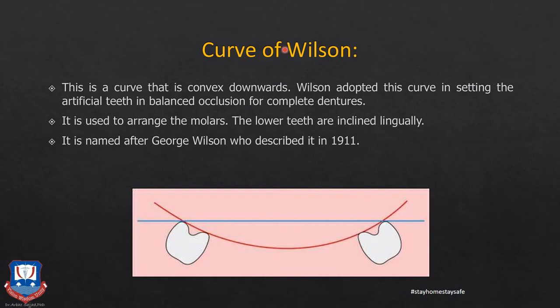Next up is the curve of Wilson. This is a mediolateral curve. This curve is convex downwards, that is towards the mandible. The curve appears like a convex profile. This was given by Wilson in 1911, and this is again useful in the arrangement of teeth in balanced occlusion. It is used for the arrangement of the molars. The lower molars are tipped lingually, whereas the upper molars are tipped buccally in order to get balance during laterotrusive movements.